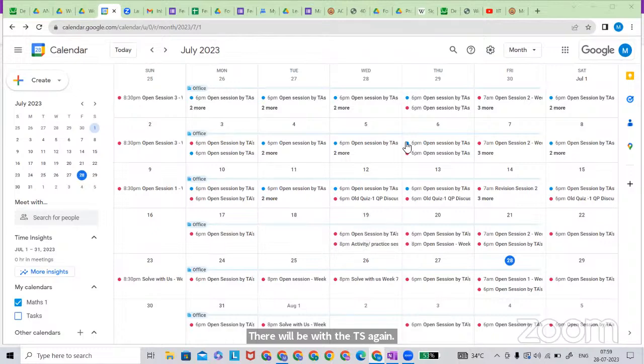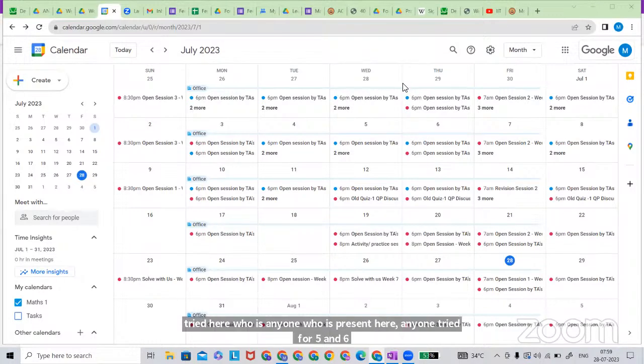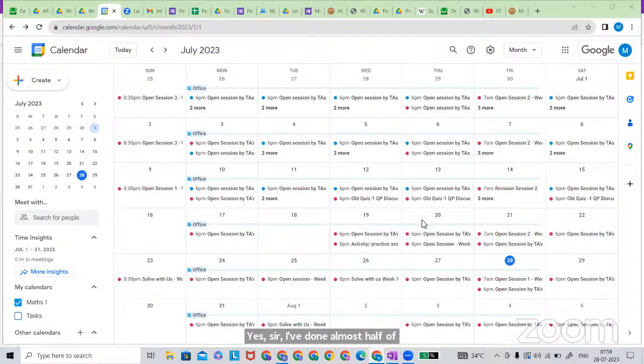Okay, this is one thing. So has anyone attended the mock for weeks 5 and 6? Anyone tried it? Yes, sir, I've done almost half of it and I was solving it right now.